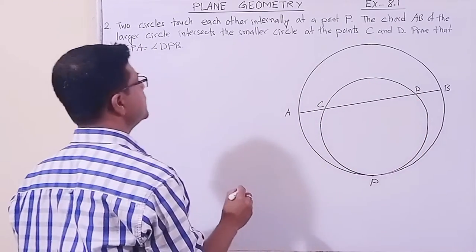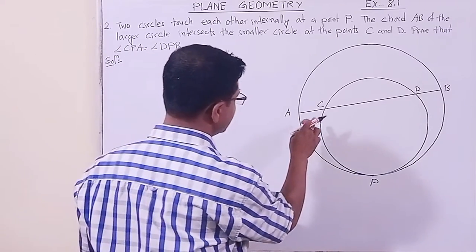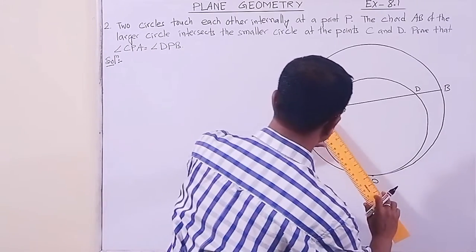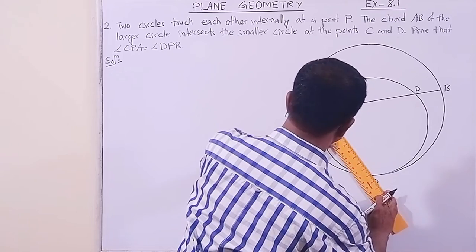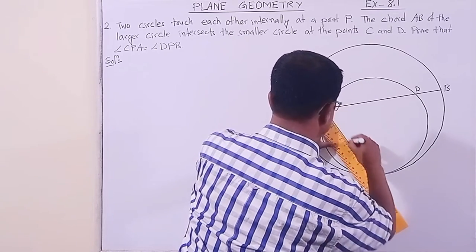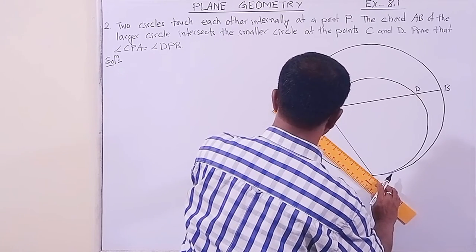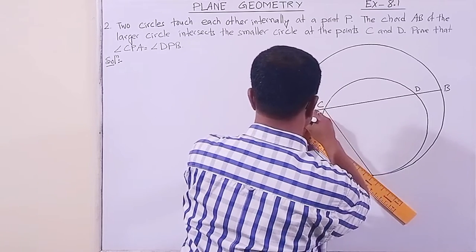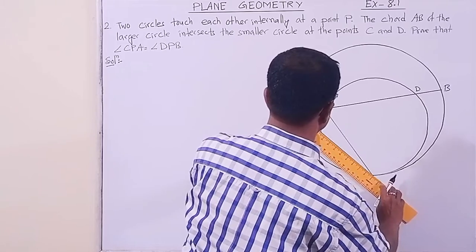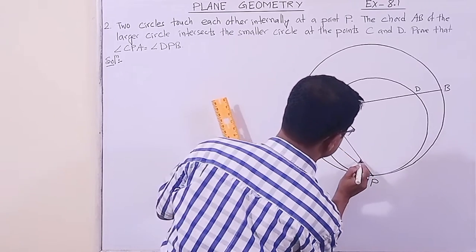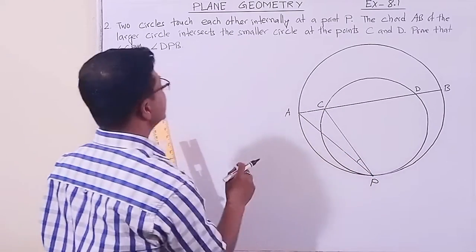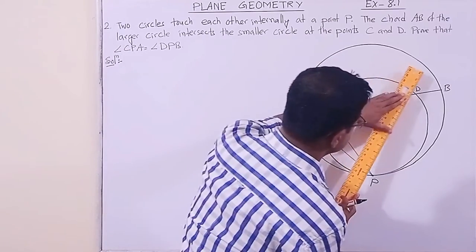Okay, so what do we have to prove? Prove that angle CPA, that means this angle. Let us join CPA. CPA is this angle. This angle is equal to which angle? Angle DPB. Let us join them.